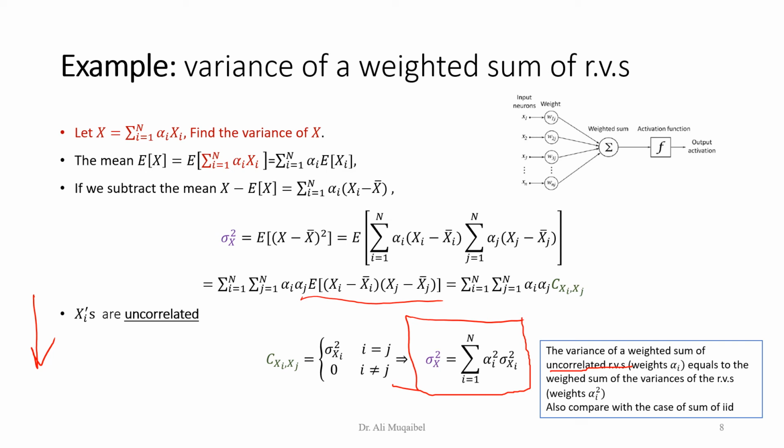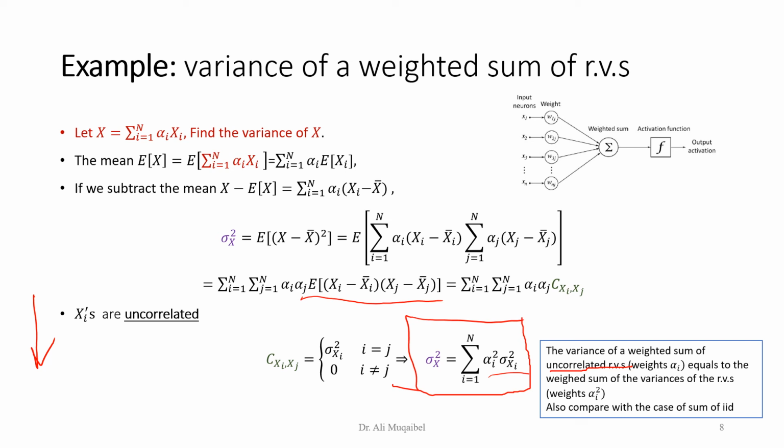Okay, so this can also be compared with the case of sum of IID. What if all variables are IID, which means independent, identically distributed? In that case, we'll have sigma x i is just one sigma. It goes outside the summation. Then, of course, sigma x goes outside the summation. And if we have all the same weights, we can get the same answer that we had before, where the variance will be scaled by n.